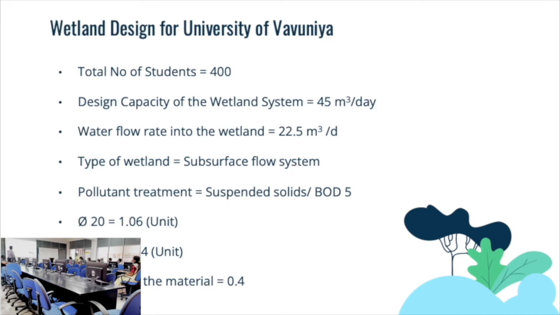The type of wetland we have designed for the system is a subsurface flow wetland, and we have targeted suspended solids and BOD5 removal, since those are the major pollutants coming from normal grey water. And here there is the temperature variation and the rate constant, and the porosity of the material we have considered as 0.4.